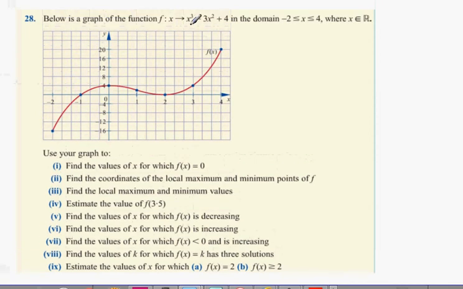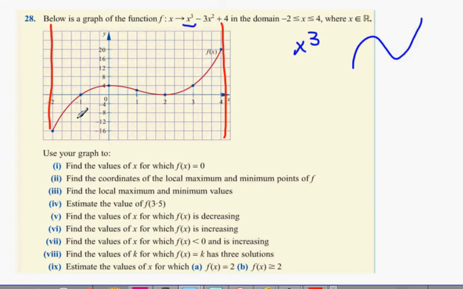Below is a graph of this function here. F of x equals x cubed minus 3x squared plus 4 in the domain minus 2 to 4. So basically, in between these 2 points is what happens. Now, just while we're here, I'm just going to explain some other things to you. When your function is x cubed, it contains 2 turning points. This means that you should know that this one has to go down forever, and this one also has to go up forever. Is that right?